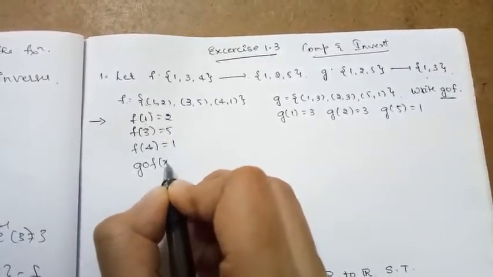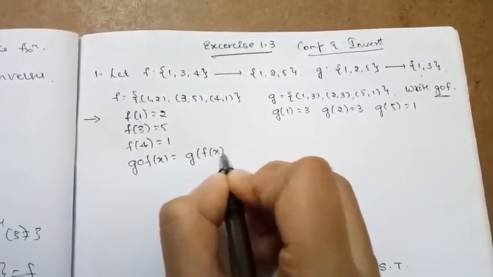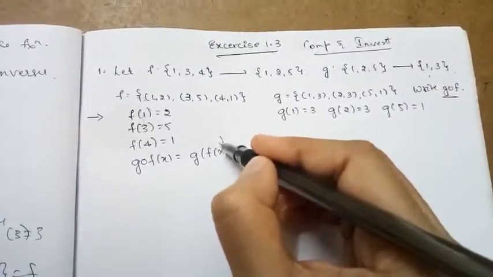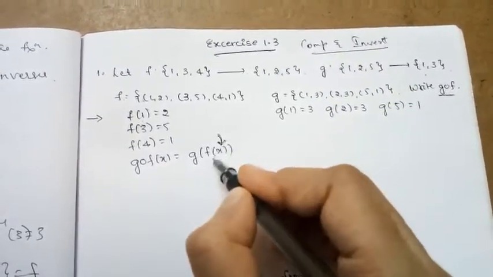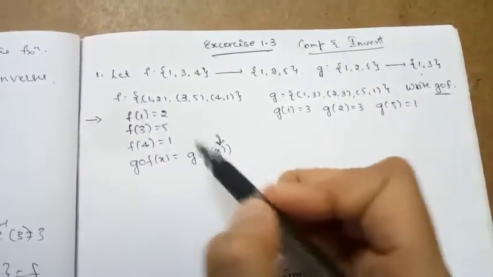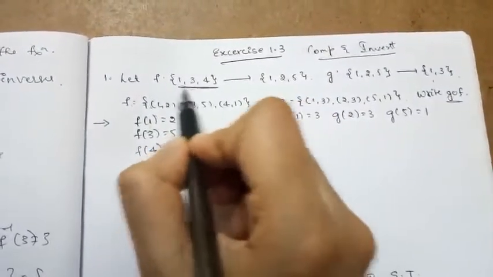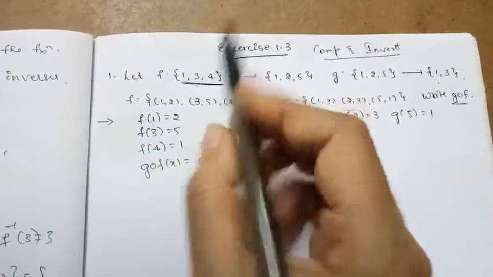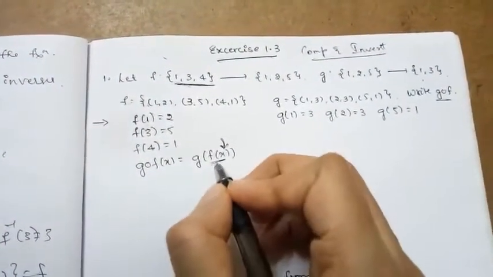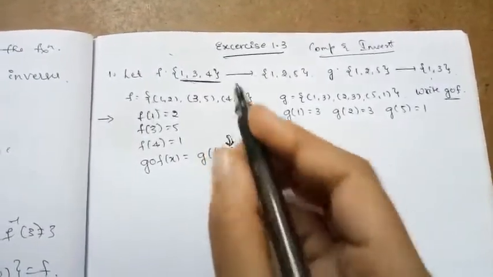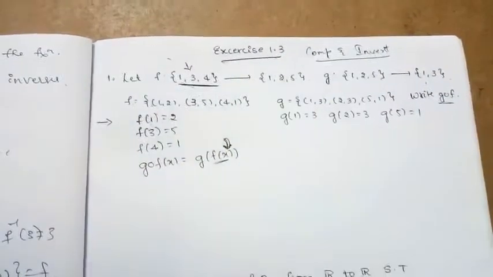So gof of x means what? It is nothing but g of f of x. So what are we going to take as x values? Those values which satisfy the function f. Which values satisfy the function f? This set, that is {1, 3, 4}, is the domain of the function f. So the input value x we take from the set which satisfies the function f.